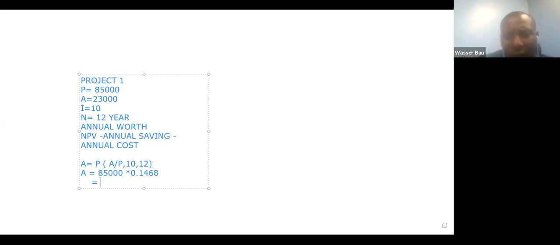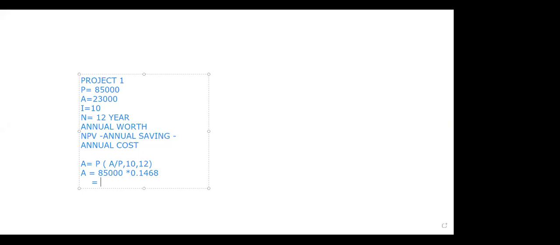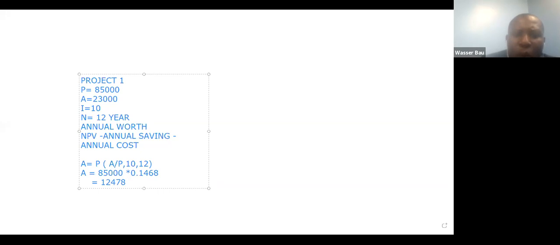So what did you get, sir? 12,478. What this means is that if I decide to invest 85,000 now, or I decide to be investing 12,478 every year, they are the same thing. Okay. That's what it means.